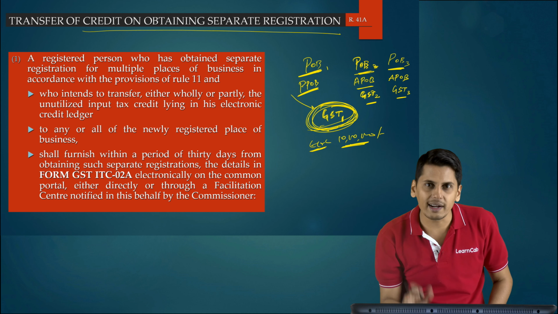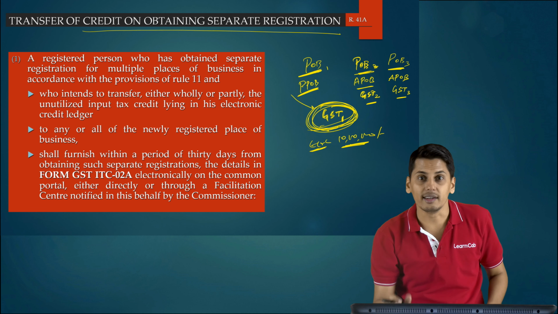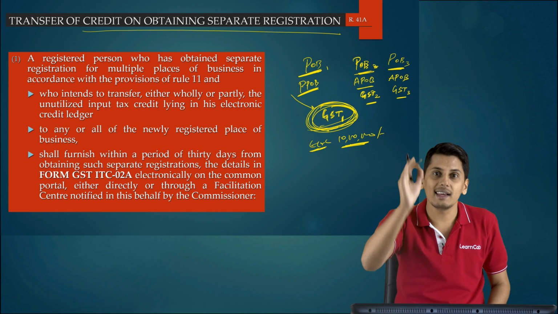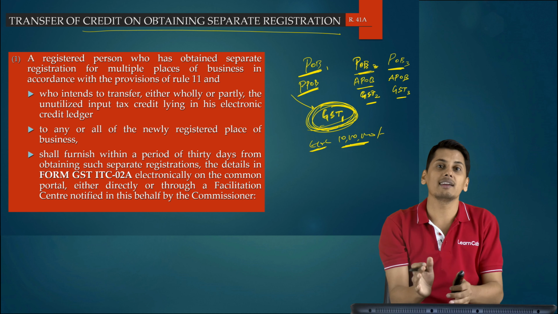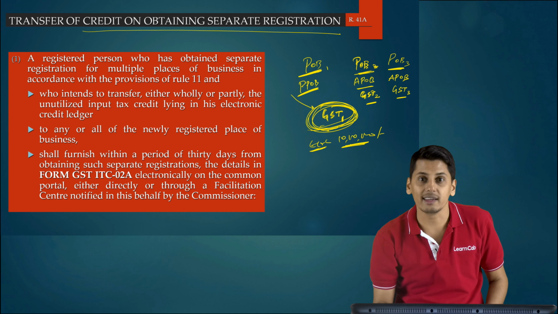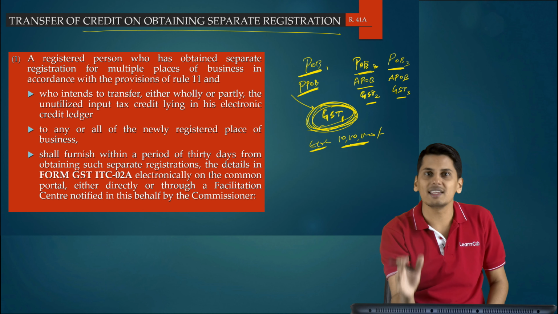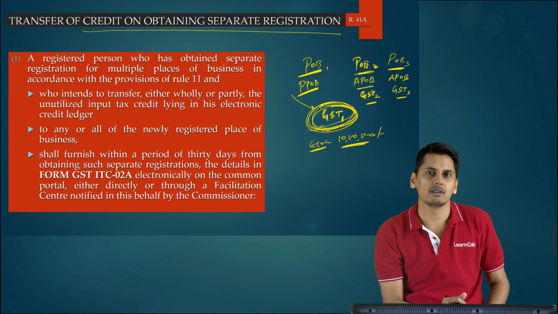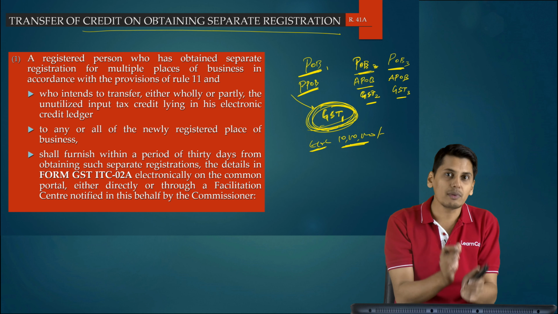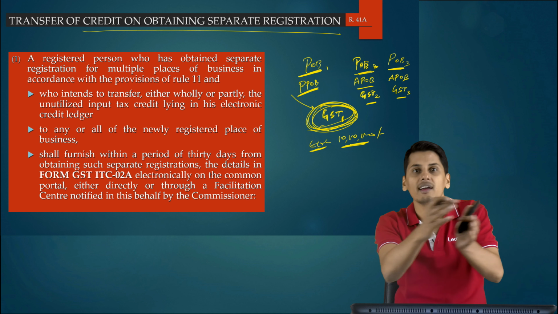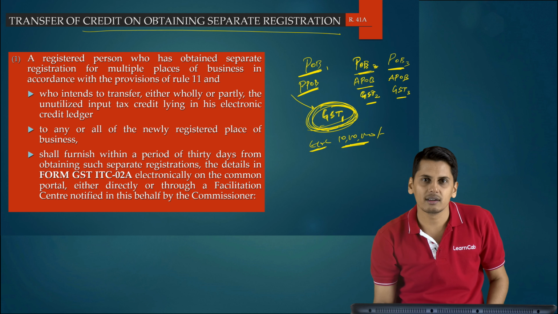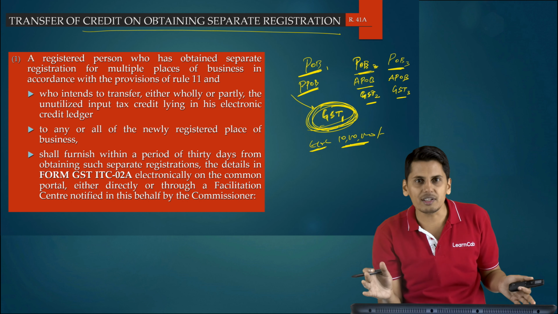Was that optional or mandatory? That was mandatory. In case of demerger, you have to mandatorily transfer the balance in electronic credit ledger from the old entity to the new entity. In case of sale, you have to mandatorily do that. Now friends, is this demerger? The answer is no. Because in case of demerger, the old entity's PAN will be different, the new entity's PAN will be different.